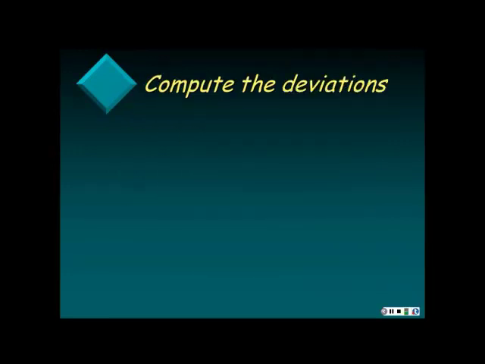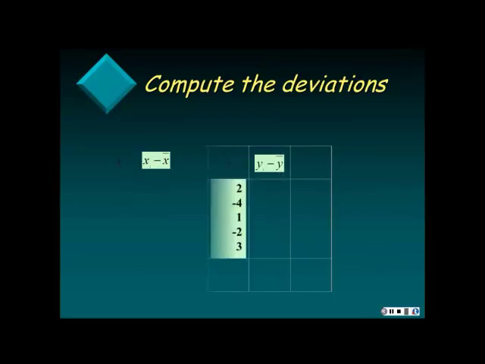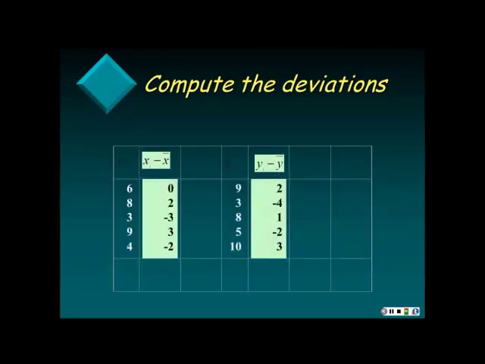Then compute the deviations. I'm subtracting, in the first one, 6 from each x value. And then for the second one, for the deviations of the y, subtracting 7 from each value, since that was the mean for the y's. And of course, the sum of the deviations for both of those is going to be 0.